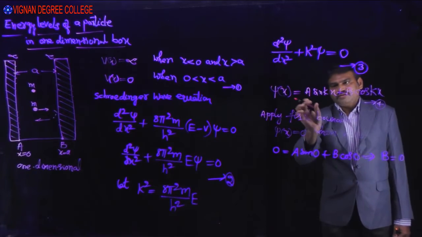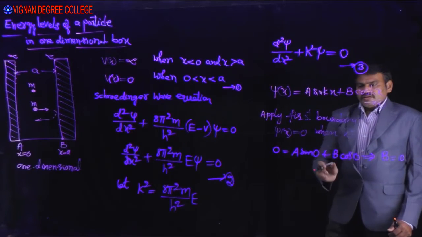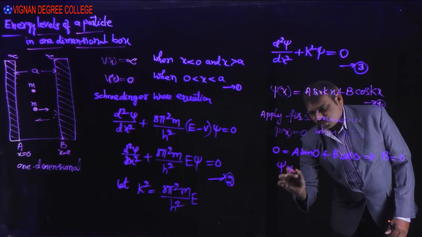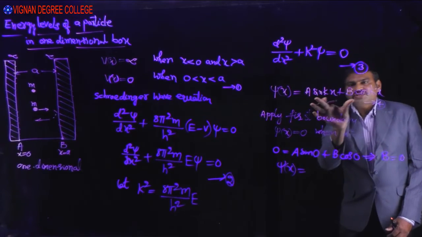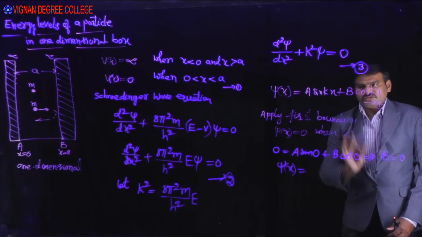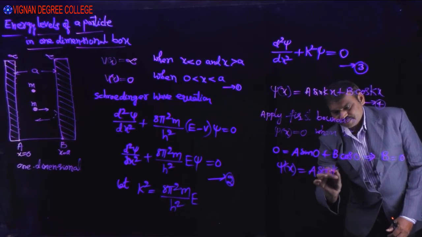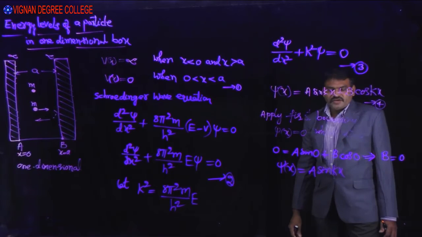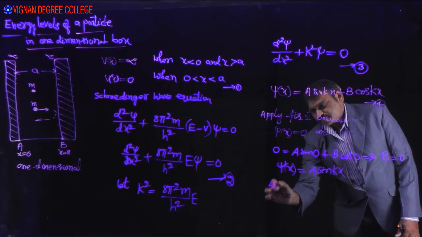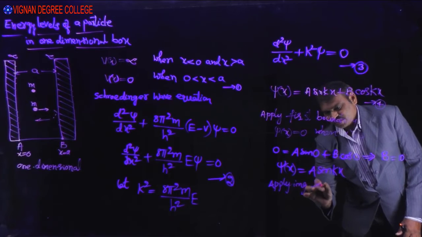Now let us find the other constant a. In the equation for psi of x, b is 0, so that complete term is 0. Now only a sin kx remains. Psi of x is equal to a sin kx. Now apply the second boundary condition.